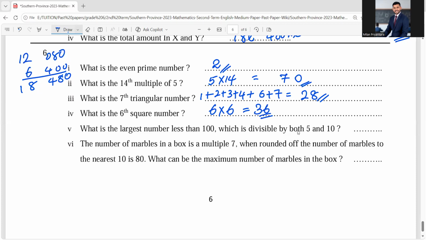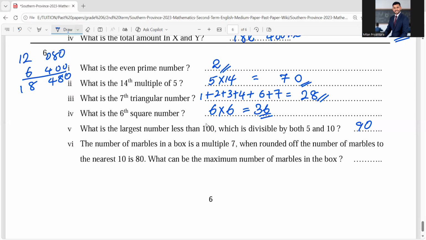What is the largest number less than 100 which is divisible by both 5 and 10? That is 90. If you take 95, it is divisible by 5 and not divisible by 10. If you take 90, it is divisible by both, so that is the largest number less than 100.